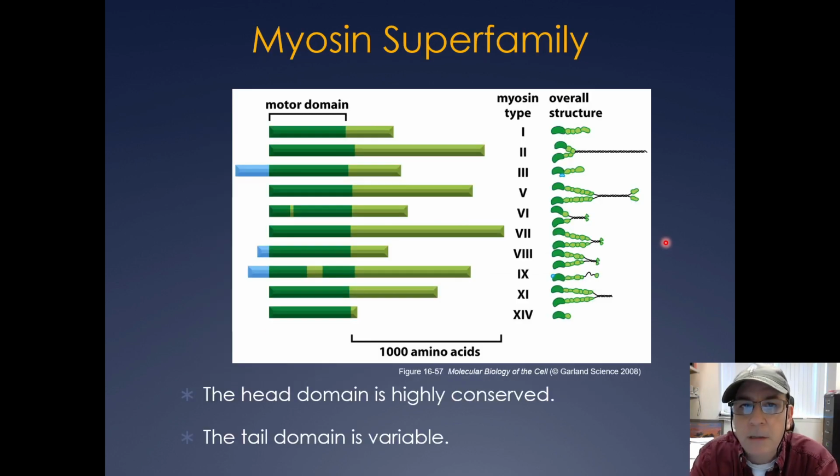Now it turns out that myosins are actually a whole superfamily of proteins, and they're very similar. They all have a sort of motor domain, and then they have various tail domains. You don't necessarily have to memorize all these. A couple of the ones that I do want you to know, though, and how they differ, is myosin 5, which we'll see in a little bit.